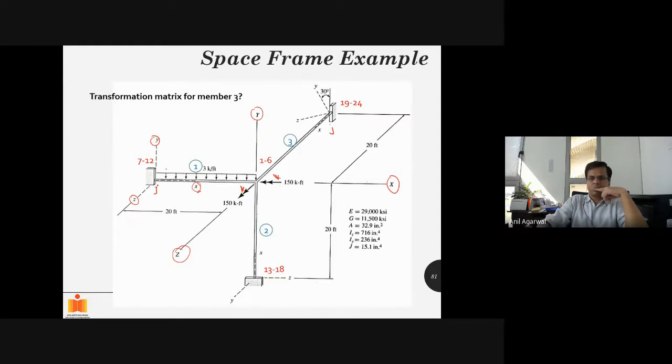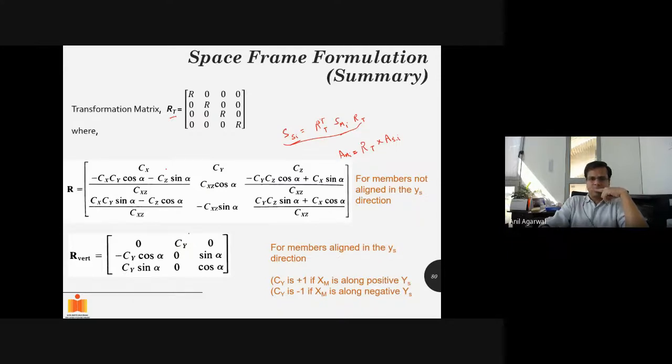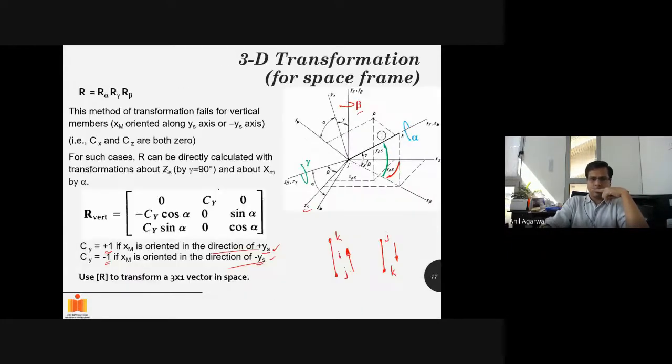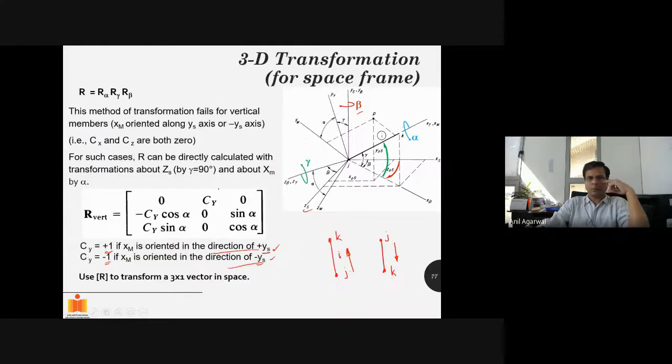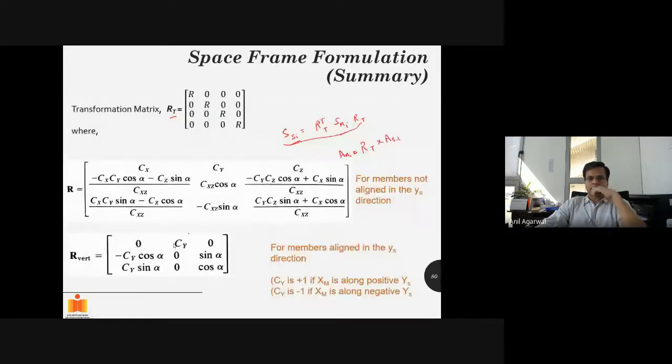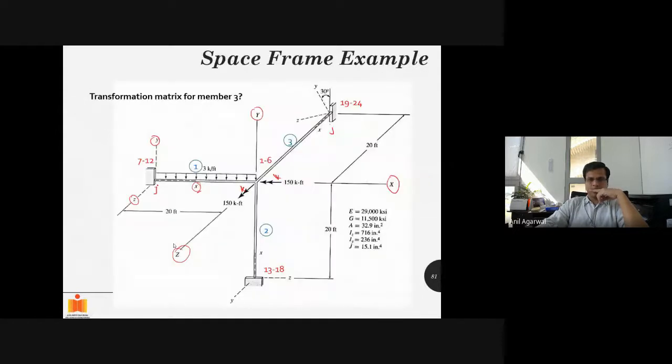Or alpha will be equal to 0. So you get 1, 1, 1, and these terms will become 0. And these will become 1. Fine. So member 1 is no issues.